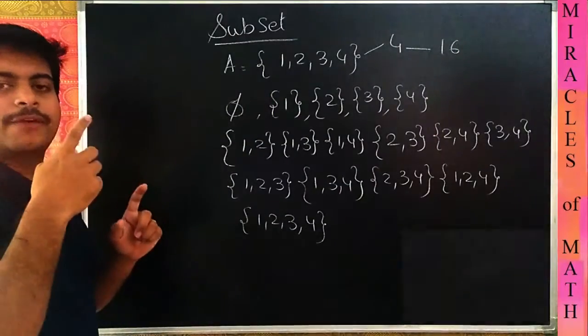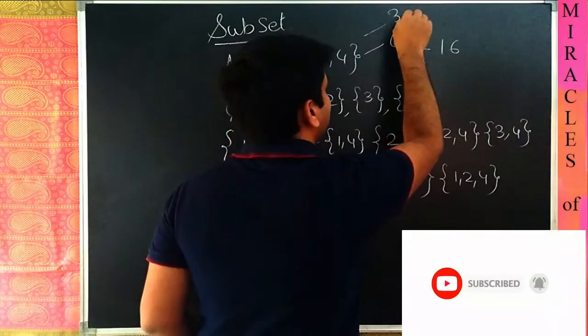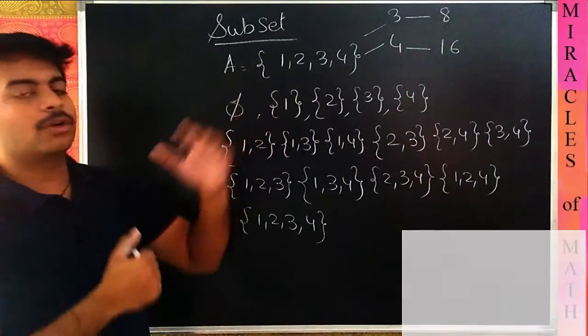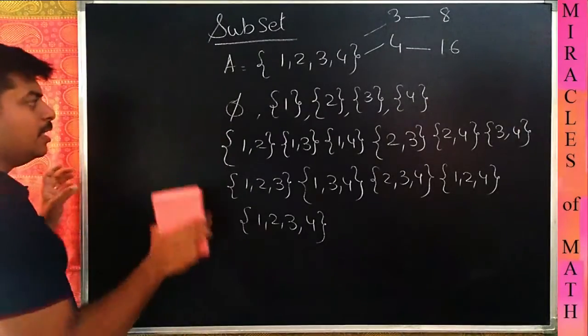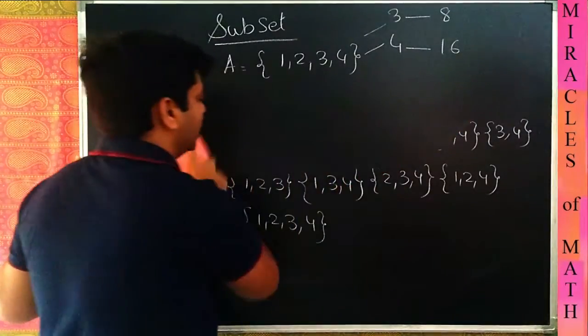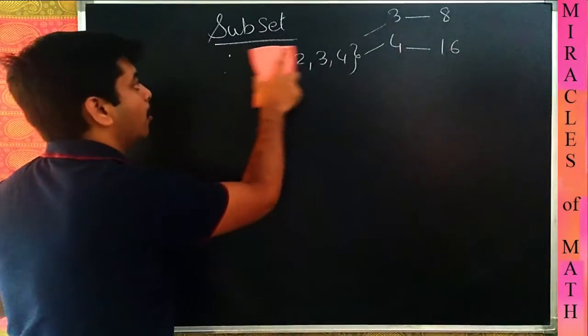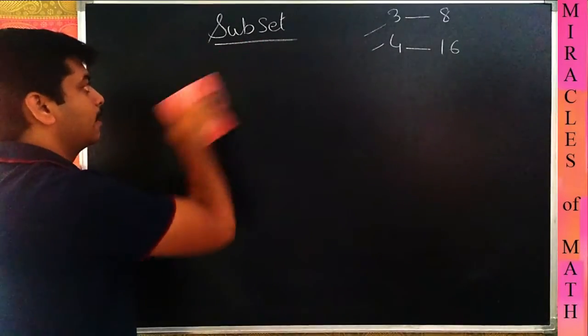What is the thing I asked you to remember before? We had 3 elements and you got 8. So any relation between the number of elements and the number of subsets? Yes. We are not going to prove that, but the formula behind that actually comes from binomial theorem, which we are not discussing now.